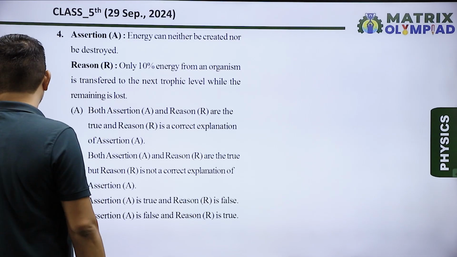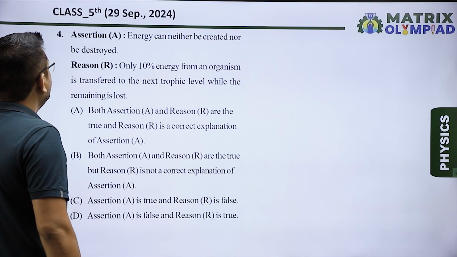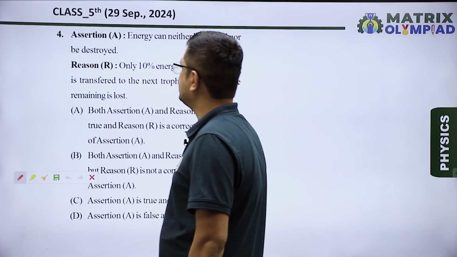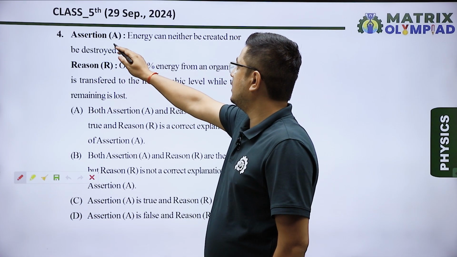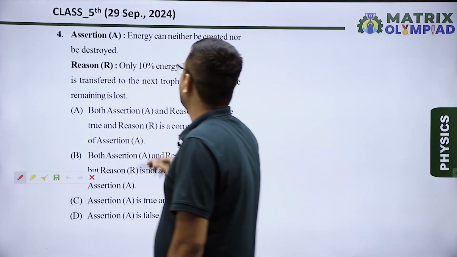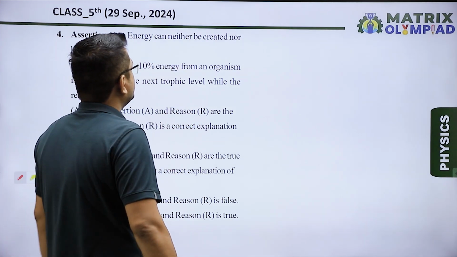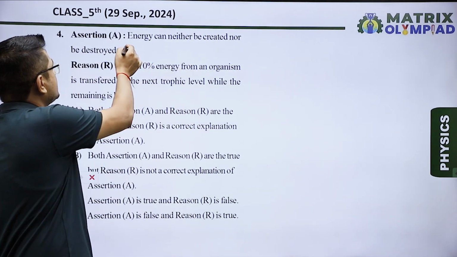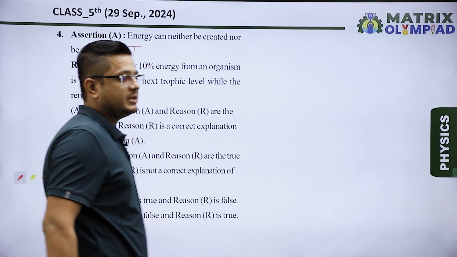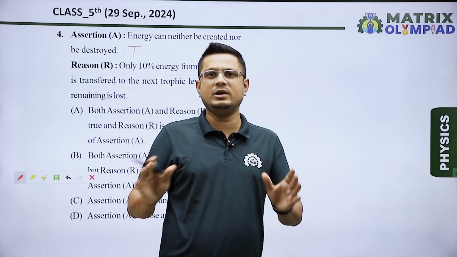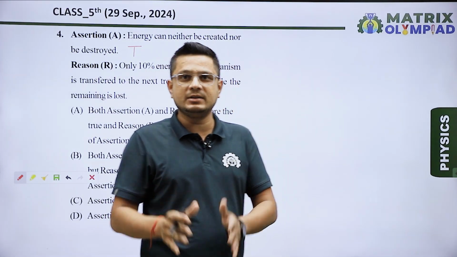Next question. Question number 4. In question number 4, it is an assertion reason question. So let us read this assertion portion. Energy can neither be created nor be destroyed. So this is a true statement. Energy cannot be created nor be destroyed. It can only be transformed from one form to another form.